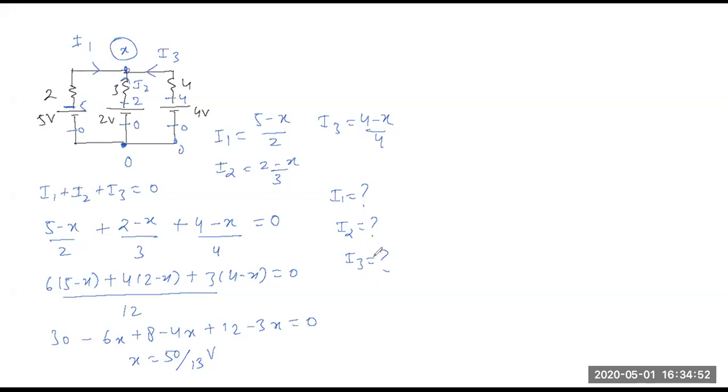What will be the value of I1, what will be the value of I2, and what will be the value of I3?